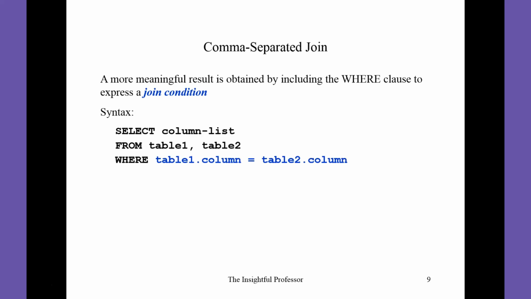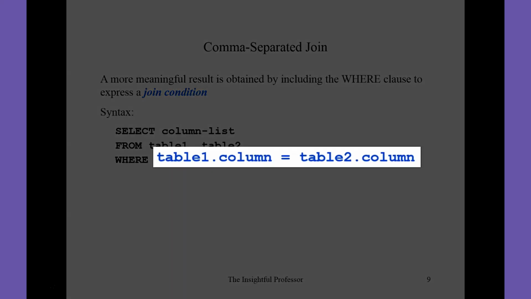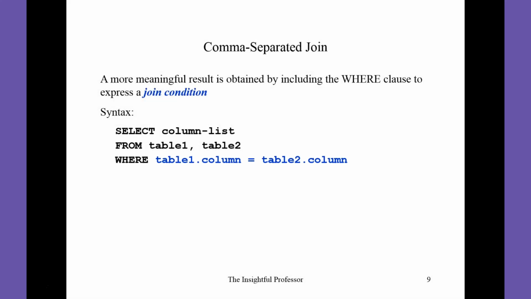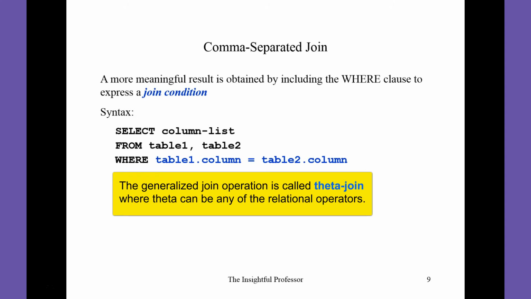Typically, the condition that we express is based on equality. The value in a column in Table 1 is equal to the value in a column in Table 2. This is what we call an Equi-Join, the condition being equality. The join condition, however, can be based on an inequality, such as greater than or less than. In relational theory, this generalization is referred to as a theta join, where theta could be any of the relational operators.